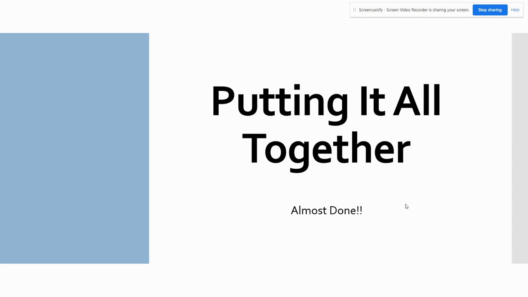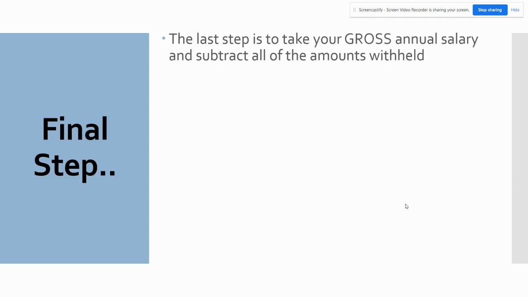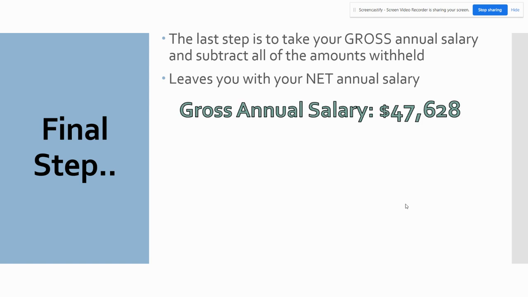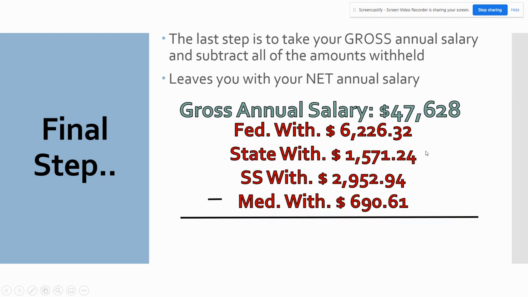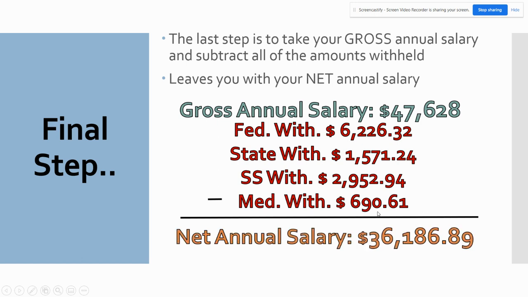So, like I said, if you get hired, you get told the gross salary, but we want to know, what do you actually have left to live off of, right? That's what we as individuals need to know. So we can take this information, take your gross salary, subtract out all of the taxes that you paid, and what you're left with is your net salary. So for this person, we take their gross salary, $47,628, and we subtract all of the amount withholdings that we calculated. So you take this, subtract, and you should get a number of $36,186.89.